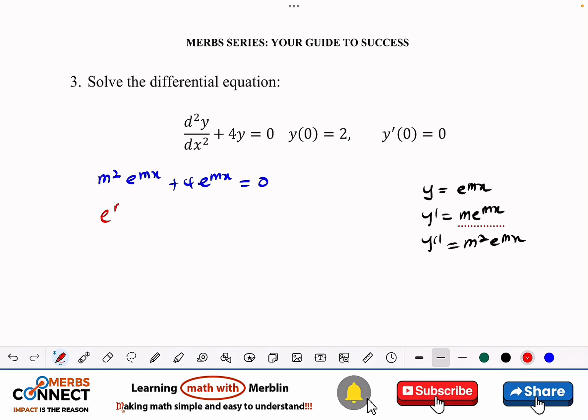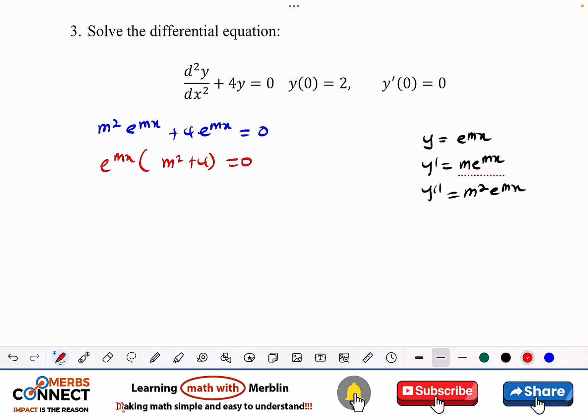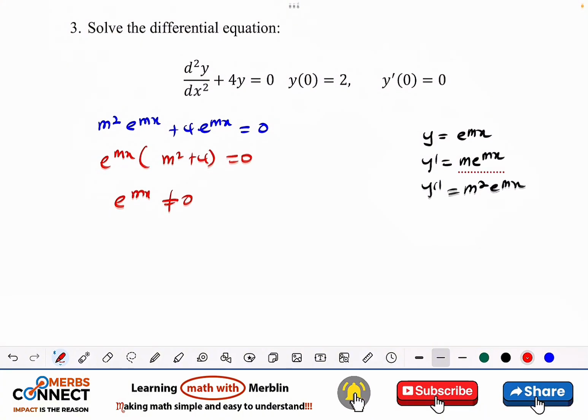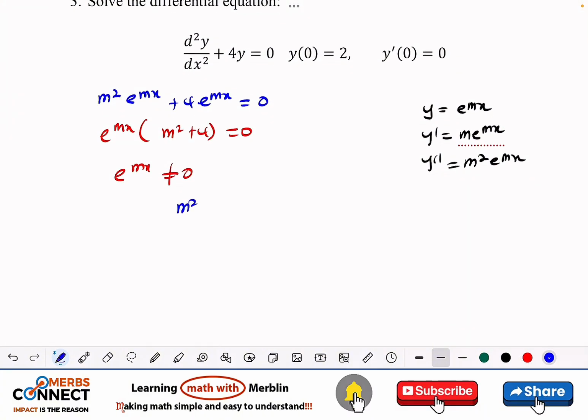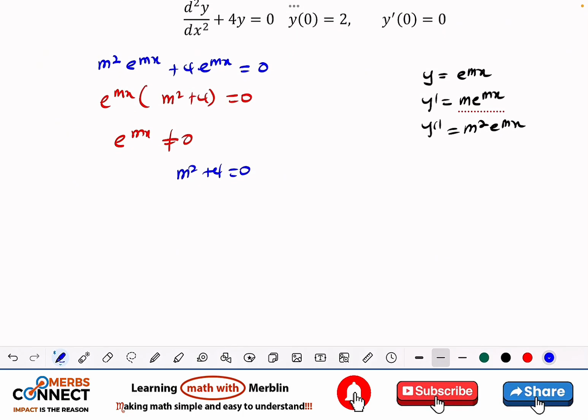So factor e to the power mx out. M squared plus 4 will be equal to 0. Then set this guy not to be 0. And then we are going to have m squared plus 4 is equal to 0. So m squared is equal to minus 4. Then I pick the square root of both sides. So m is going to be plus or minus 2i, right? Square root of 4 is 2. Square root of minus 1 is i. So that's what we are going to get.